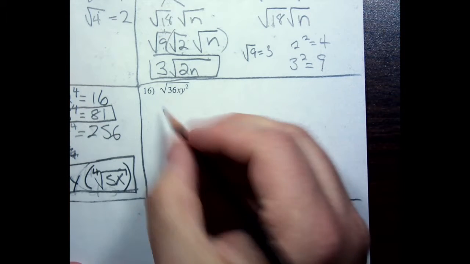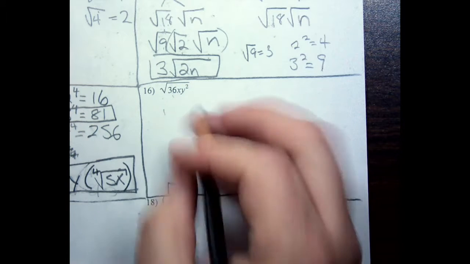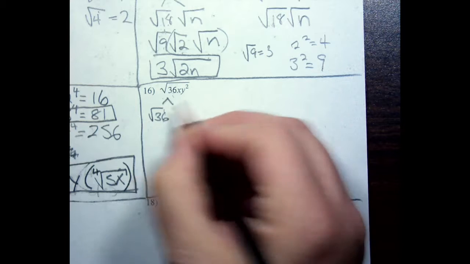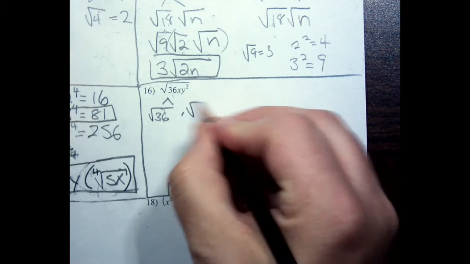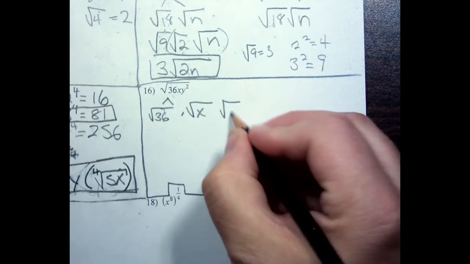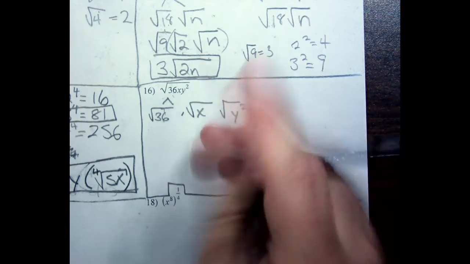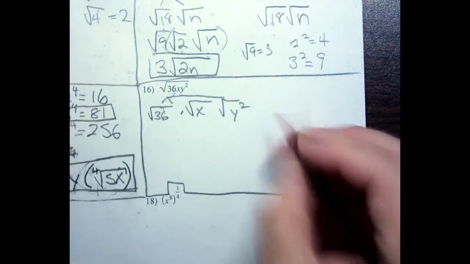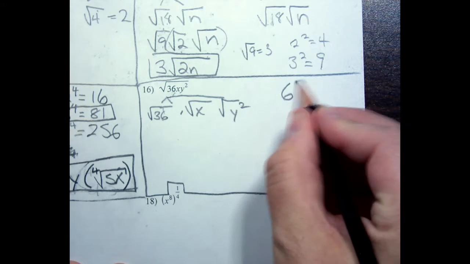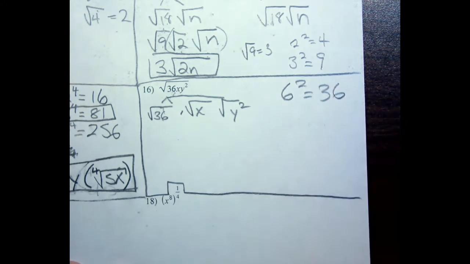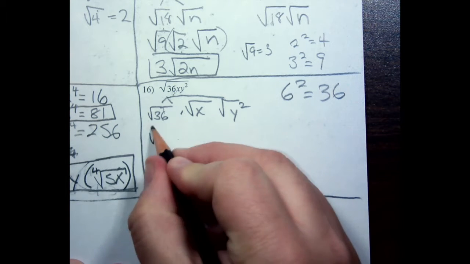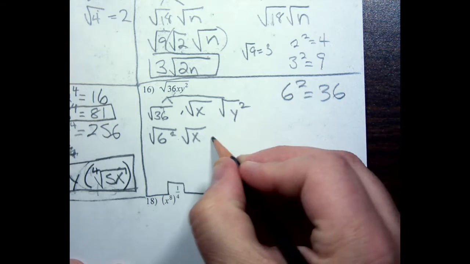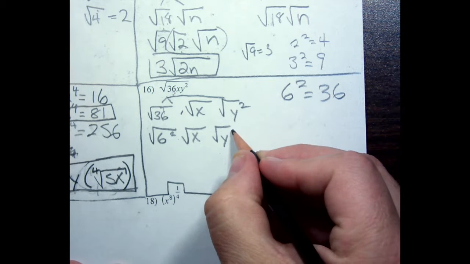For problem number 16, we're back to square root. So I'm going to change this to the square root of 36 times the square root of x times the square root of y squared. We're going to try something a little different. What we're going to do is remember that 6 squared is the same as 36. So I can rewrite this as the square root of 6 squared times the square root of x times the square root of y squared.